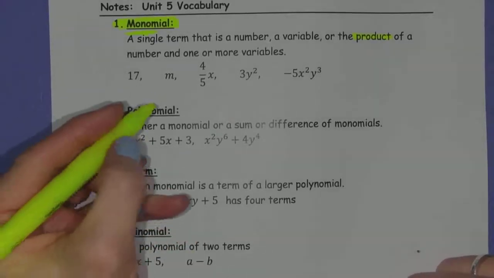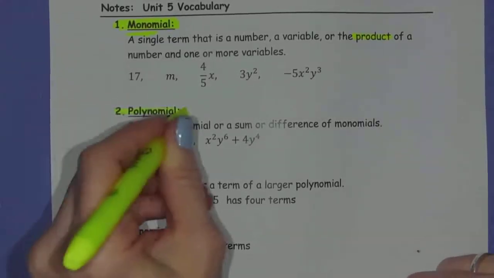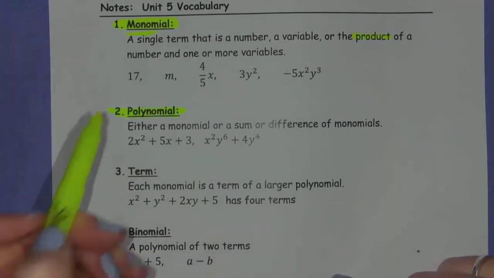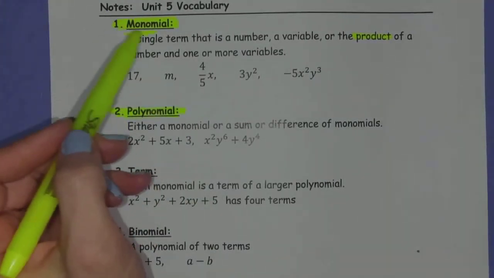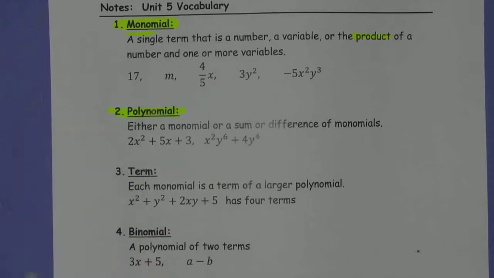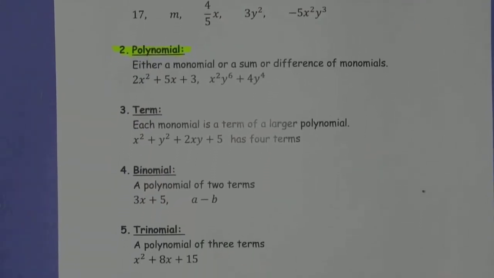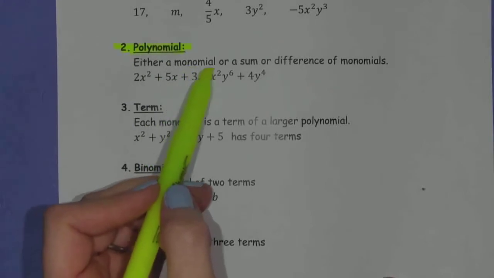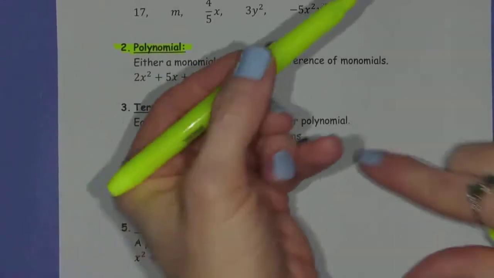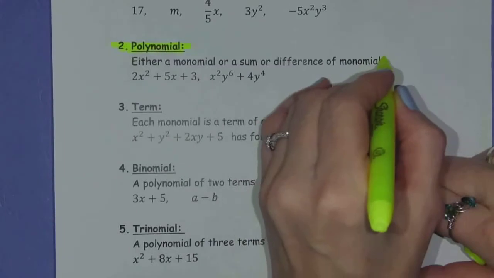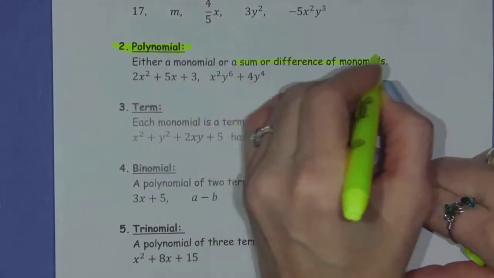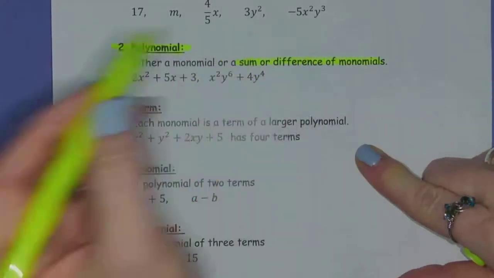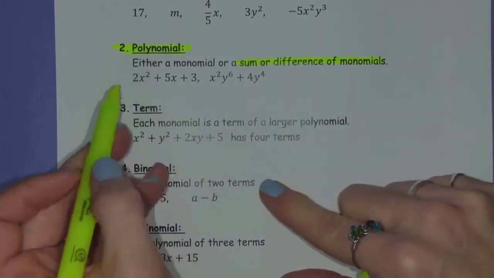Okay, number 2, polynomial. Okay, so while mono means one, poly means many. So let's go to what a polynomial is. It says either a monomial or a sum or difference of monomials. So now we can add and subtract single terms. So let's look at some examples.